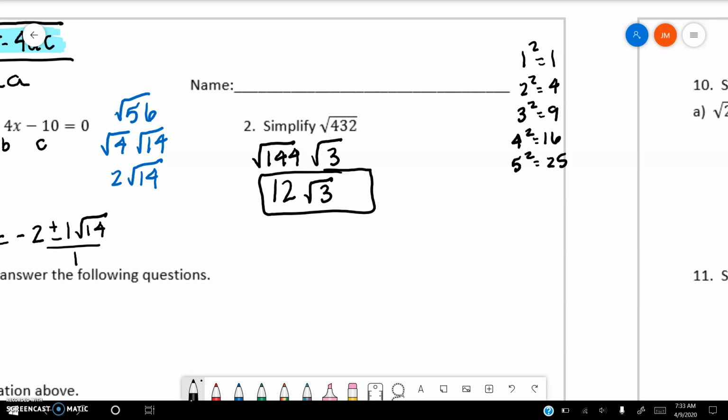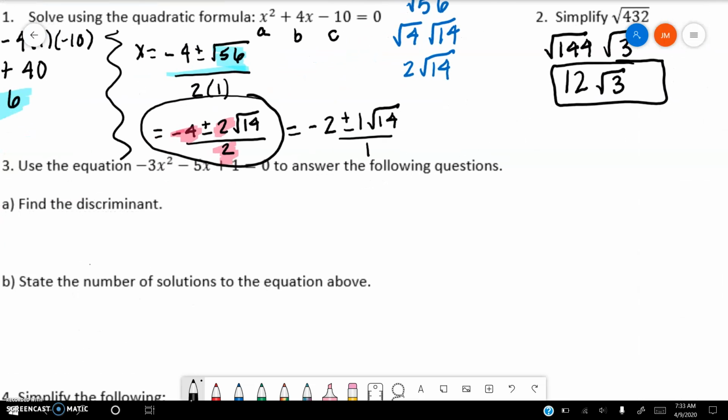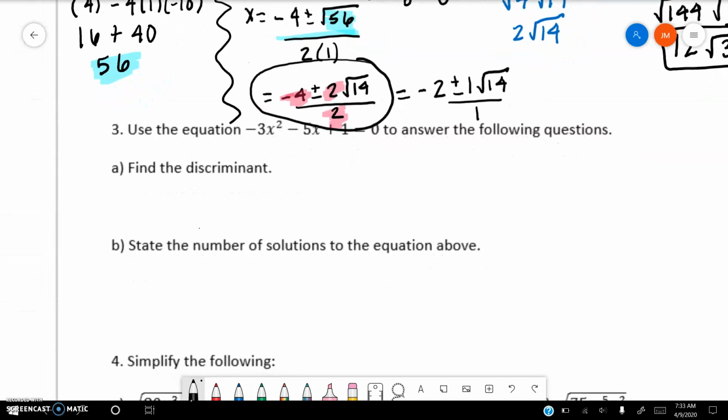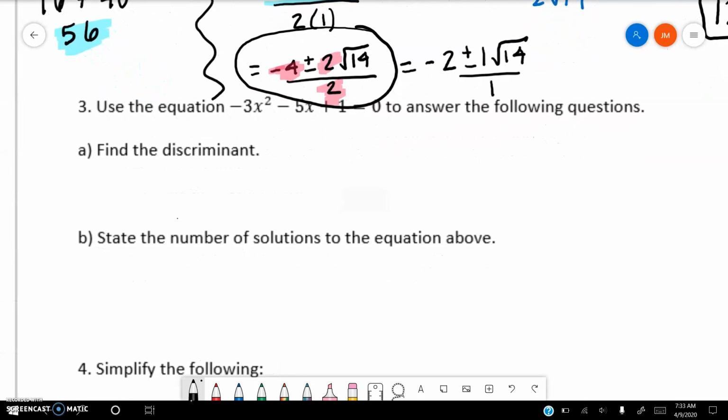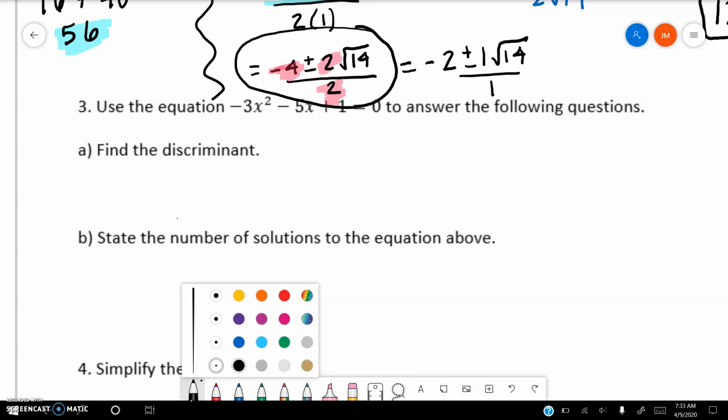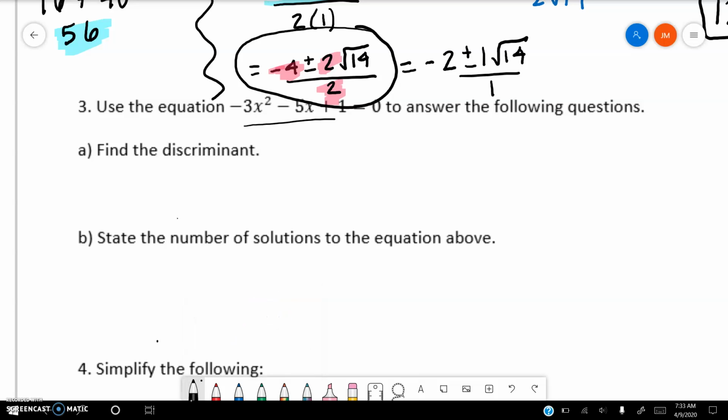All right, moving on to number 3. This one says to use that equation to answer the following questions. Now, it only wants you to find the discriminant. There were several of you on the homework where it asked you to find the discriminant and you were solving the entire thing. That's too much work. You wouldn't get any points because you're not showing me that you know what the discriminant is or what it means. So you always want to check to make sure that your equation is set equal to 0.